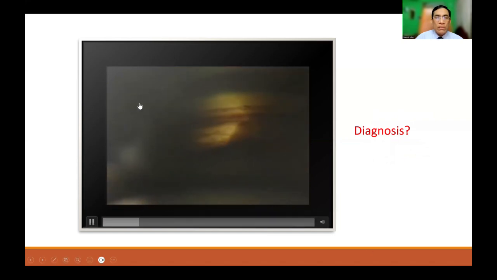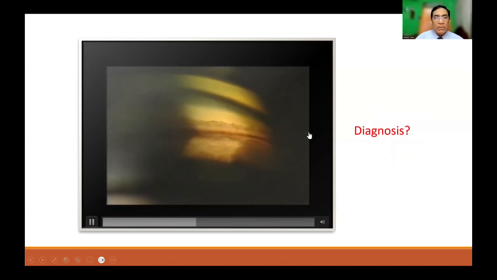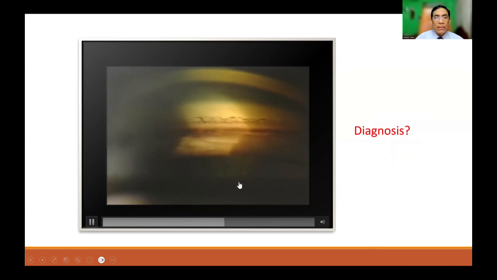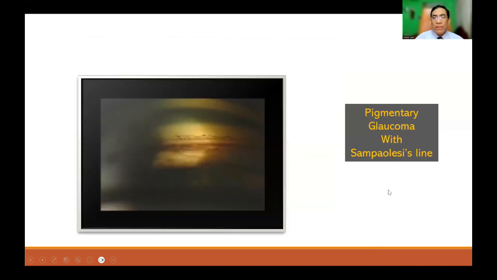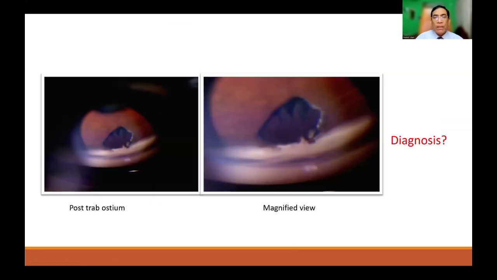In this video, you can see in different parts of the angle there is pigmentation here, pigmentation also here, and the angle is open. What is your diagnosis? This is pigmented glaucoma with Sampaolesi's line. I think all of you understand now. This patient had vitreous surgery only a few months back. In the angle I found this. What is that? Deposition of silicone oil.